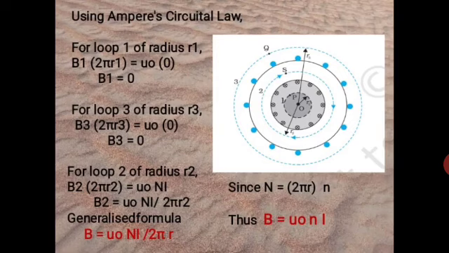If small n is the number of turns per unit length, then we can write capital N equals 2 pi R into small letter n. Thus, we have the equation B equals mu naught n I. In case of a solenoid, the formula is similar, but there small n equals capital N upon L, that is the number of turns per unit length. Thus, in toroid, due to the ring shape, the magnetic field is much stronger than solenoid at its center.